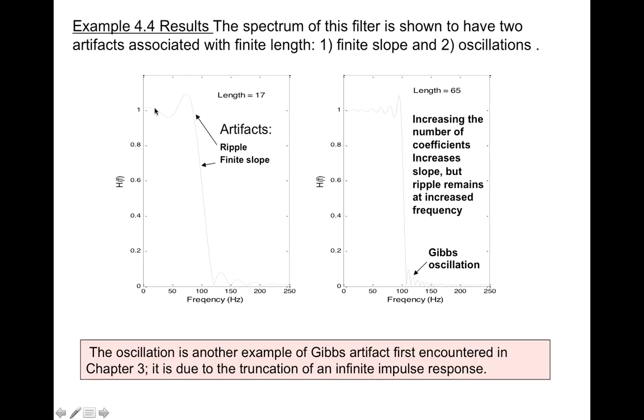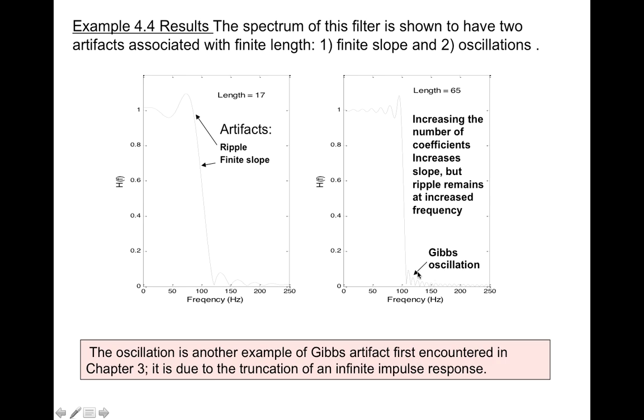And so here's what that looks like. For the 17 element filter, you can see that there's quite a bit of ripple, and you can also see that this is not an infinite slope, it is a finite slope. As we increase the length, the ripple remains at an increased frequency. The slope gets steeper. We also have these oscillations that show up above cutoff.